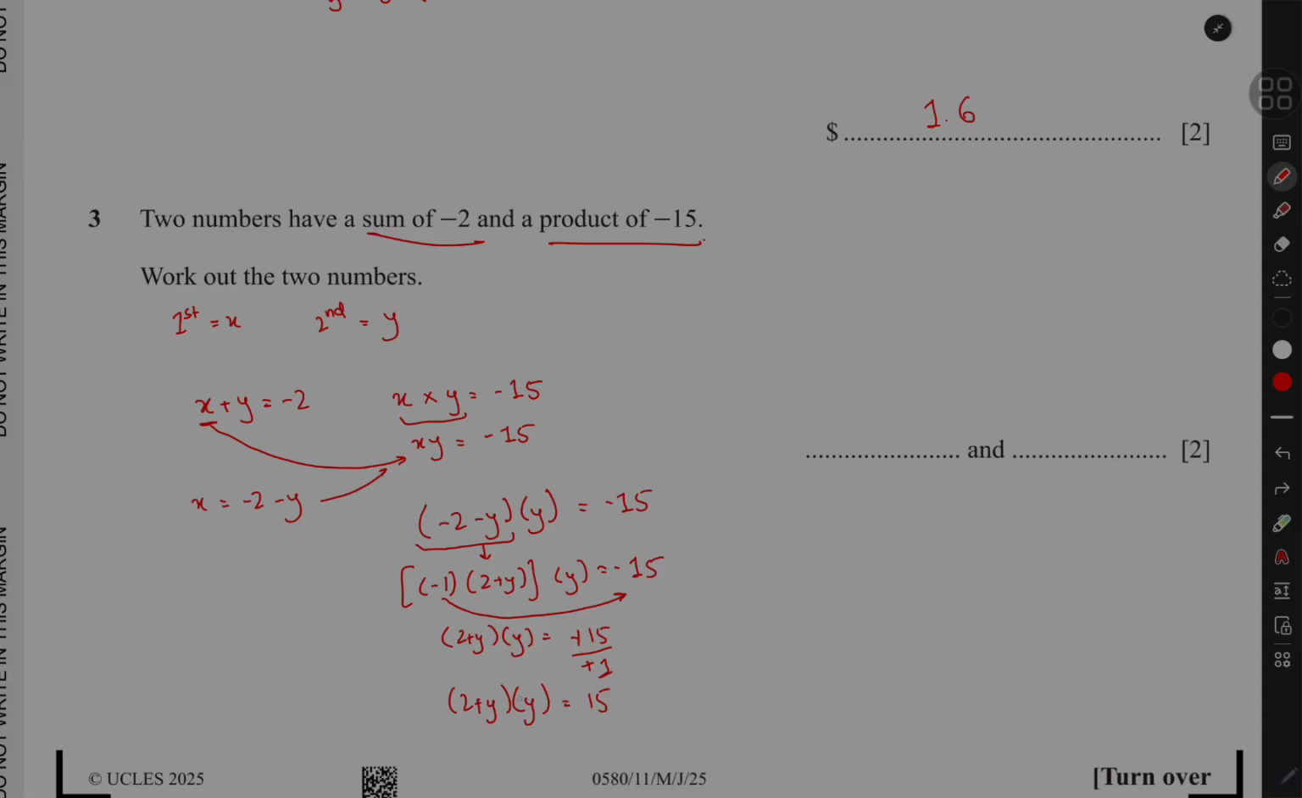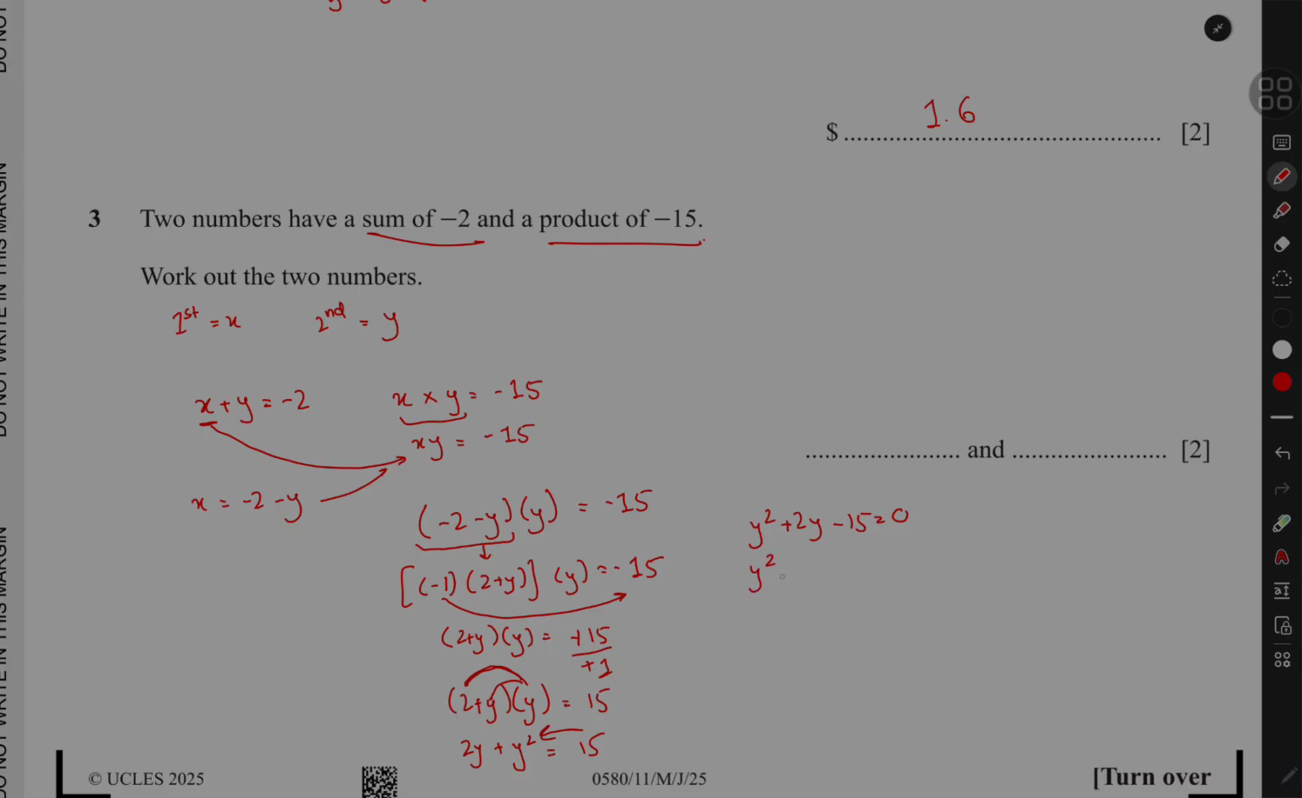Now, what I will do is the same principle here. I will multiply this y to this and this y here. That gives me 2y. So 2 multiplied by y is 2y, plus y multiplied by y is y squared, which is equal to 15. Now, next step would be y squared plus 2y, and I will bring this 15 over to this side as well. So y squared plus 2y minus 15 is equal to 0. Now we have a quadratic equation, and we can just simply solve it.